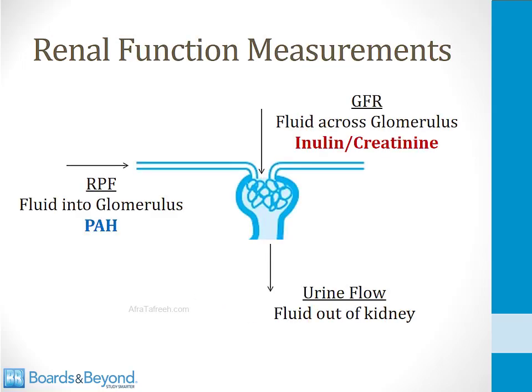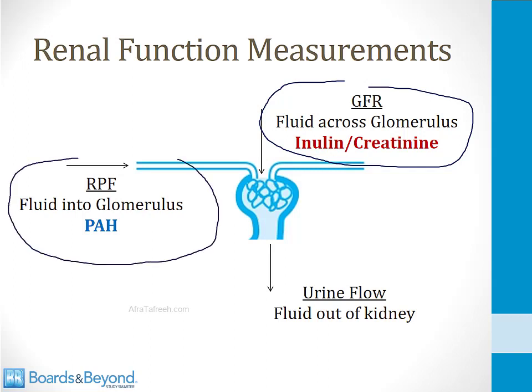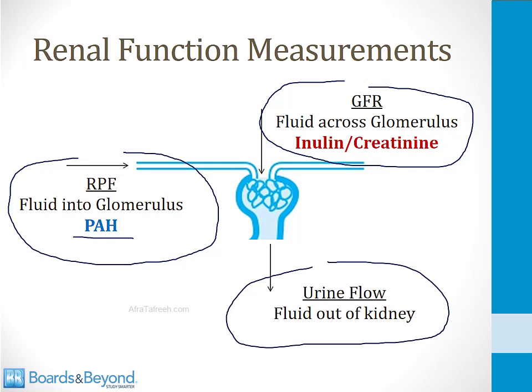So back to our slide, just to summarize everything we've talked about, we talked about how you can measure the GFR, which is the fluid that crosses the glomeruli, by using either inulin or creatinine and determining the clearance for those substances. We talked about how you can determine the renal plasma flow, which is the fluid flowing into all the glomeruli, by using the clearance of PAH. And we've also talked about how you can measure the urine flow, the fluid out of the kidneys, experimentally by asking a patient to collect their urine over 24 hours.